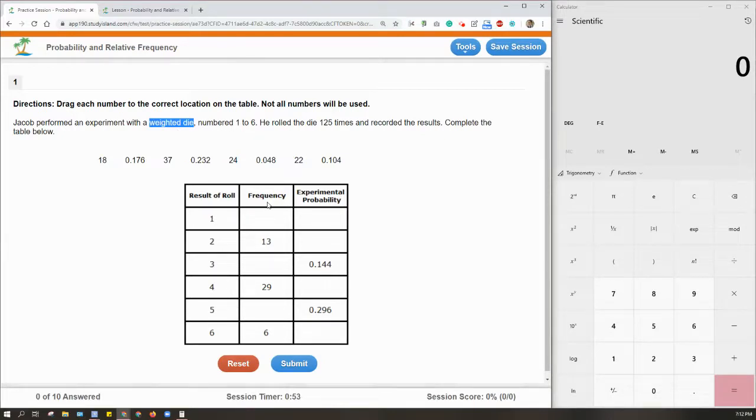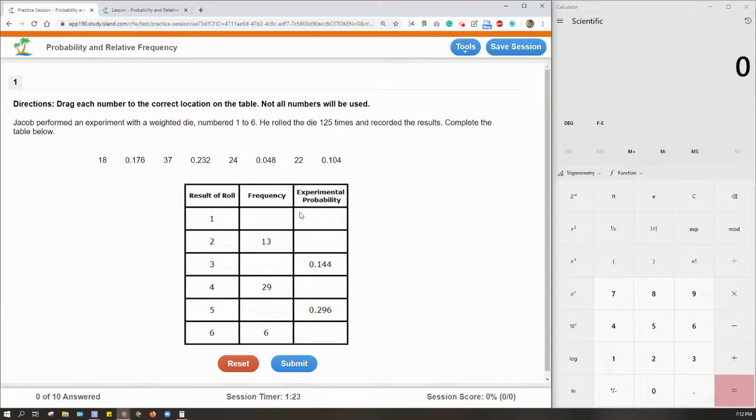So frequency is the number of times that number in the row here shows up. For 1, the frequency would be how many times we landed on 1. It says the frequency for 2 is 13, which means out of 125 times, we got the number 2 on 13 of those rolls. That's out of 125. The experimental probability for that row is blank.